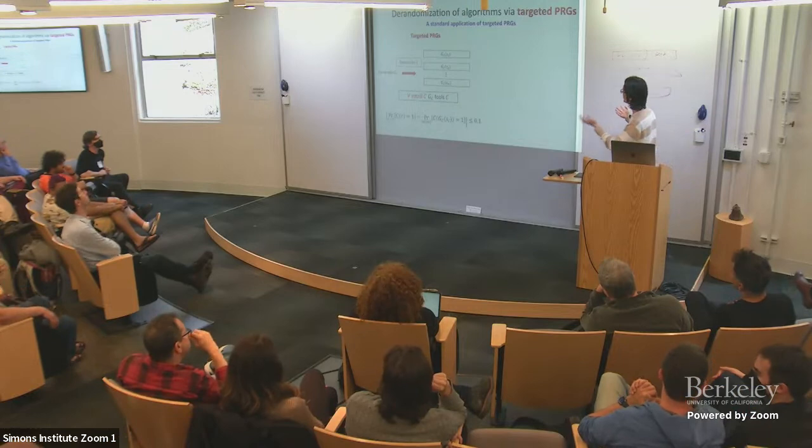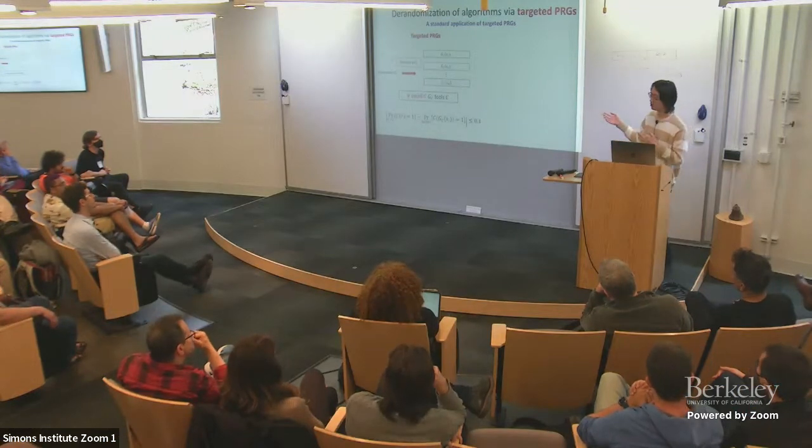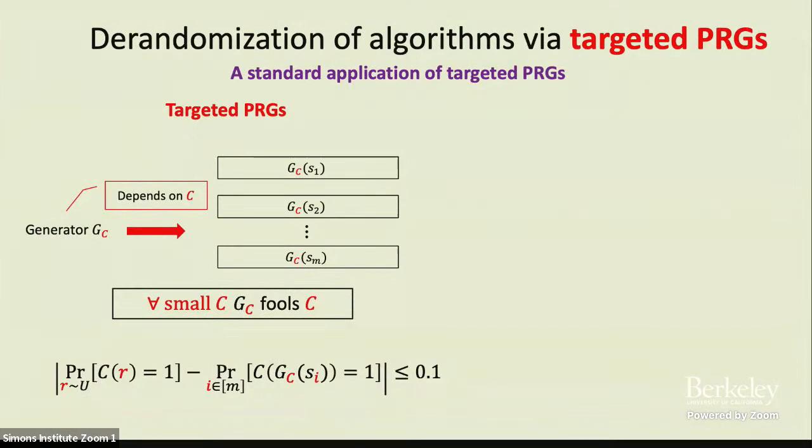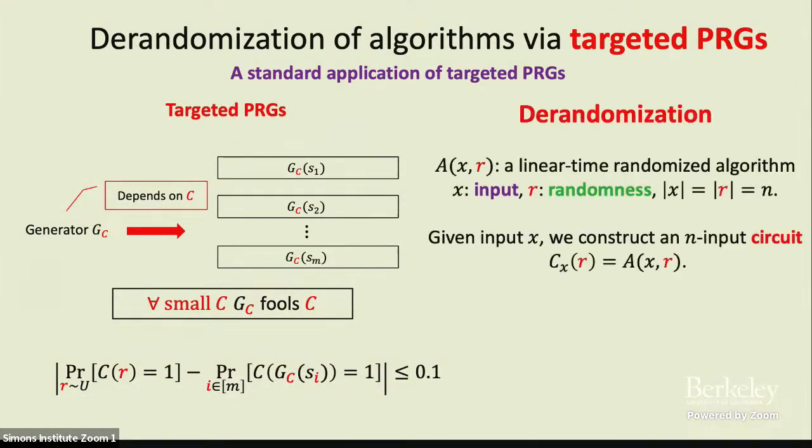I'll show how to derandomize algorithms via this targeted strategy. I think it will illustrate the point more clearly. Let's say we have a linear time randomized algorithm A with an n-bit input and also n bits of randomness. Given input x, we first construct an n-input circuit C sub x that is defined by fixing the input part of A. So C sub x takes n bits of randomness and outputs whether A on input x accepts its randomness.